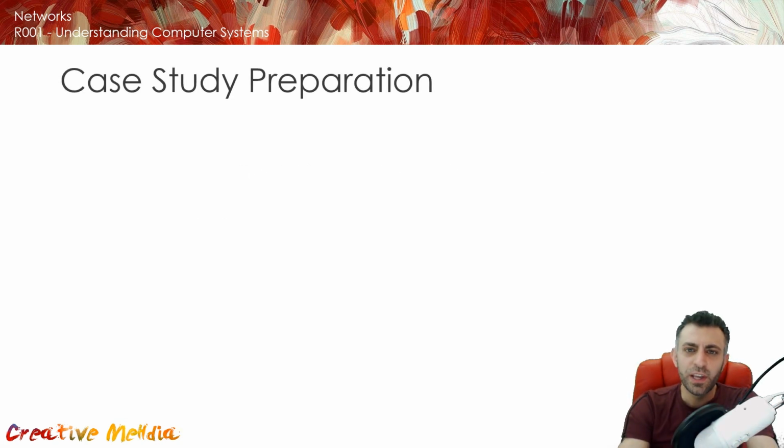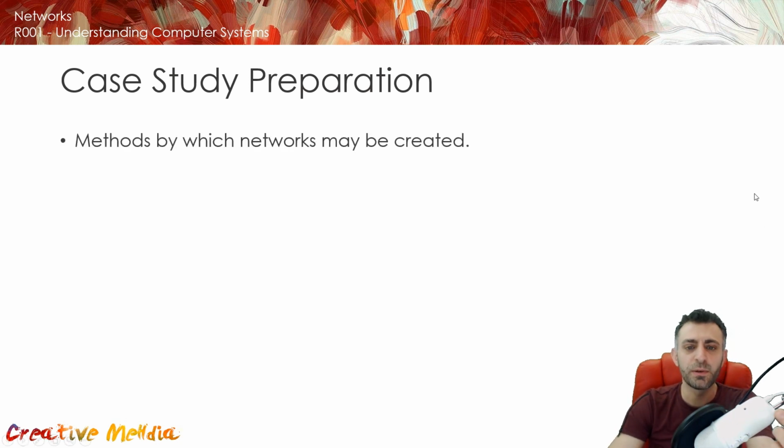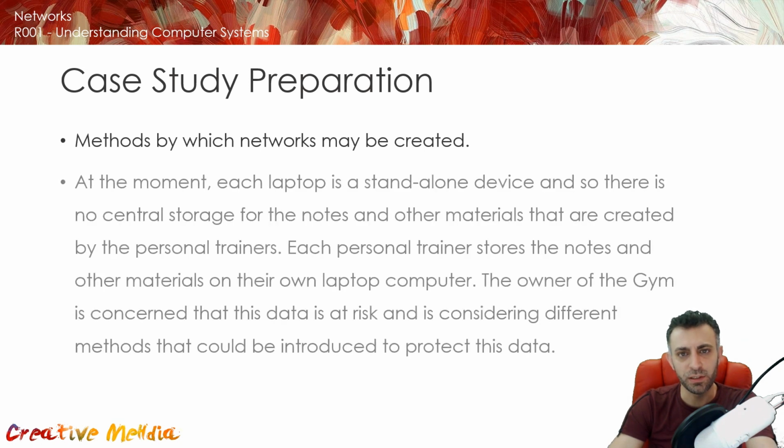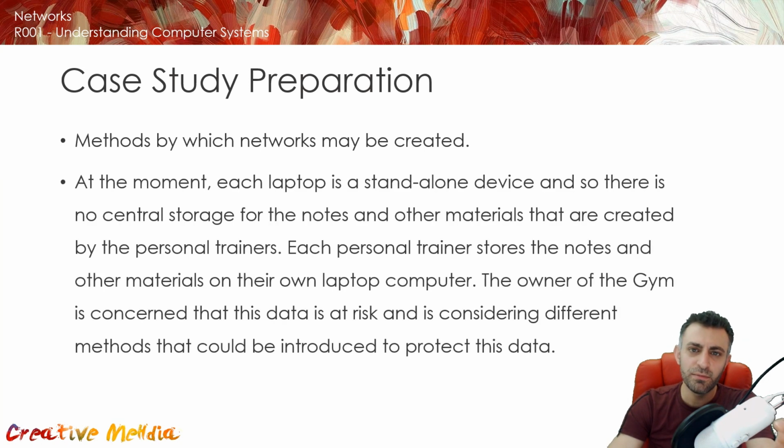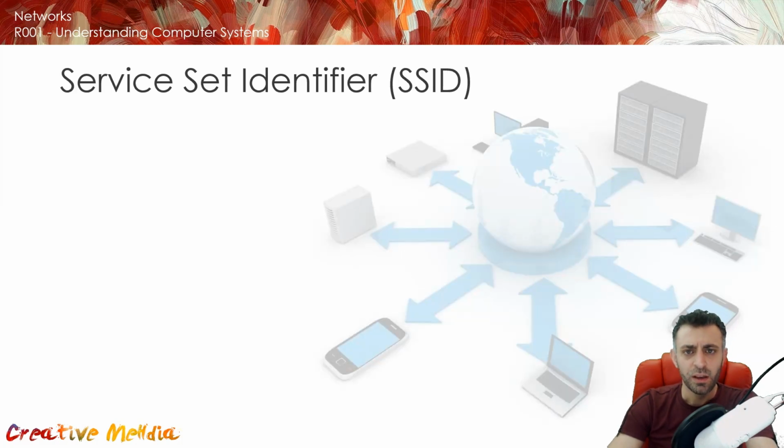Okay, in terms of your case study and where this links to, it will link to the same bullet point that we discussed in the first video, methods by which networks may be created, and it will also link to the same section of your scenario 1 in your case study. In the first video we discussed what networks are, different types of networks, and we also discussed different hardware related to setting up a network.